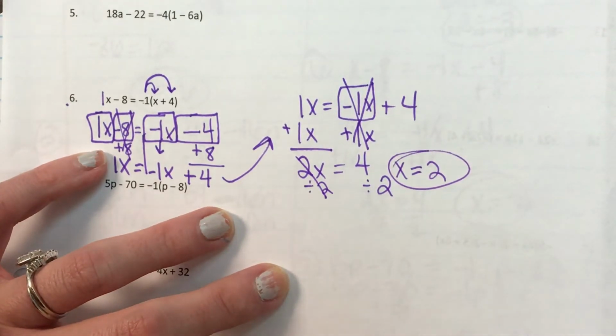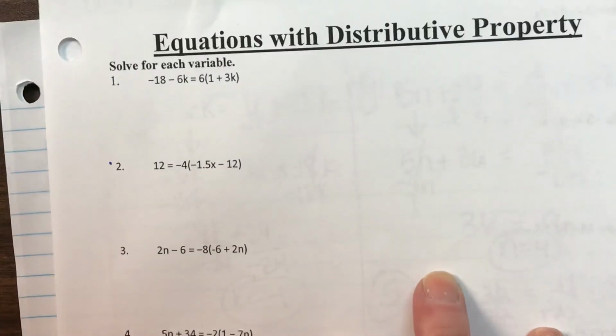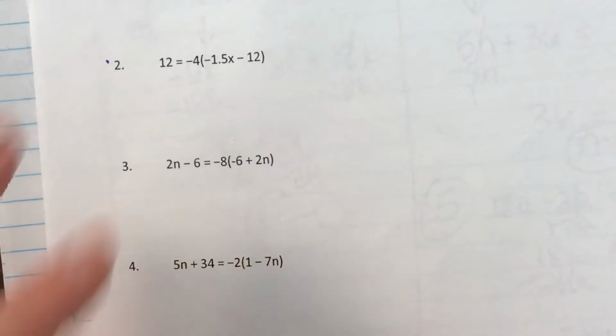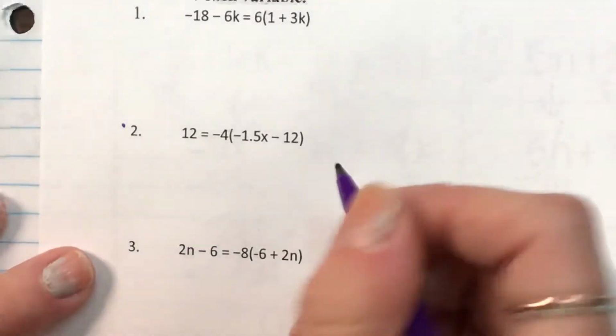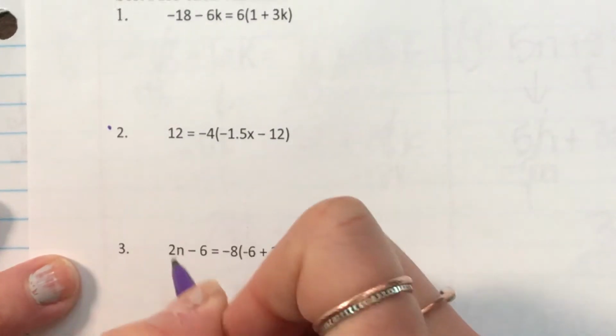So that one's not so bad. I think people get confused because of the x. And okay, so number 2. This is another one they went over. Okay, so that's weird. There's only a 12 over here.